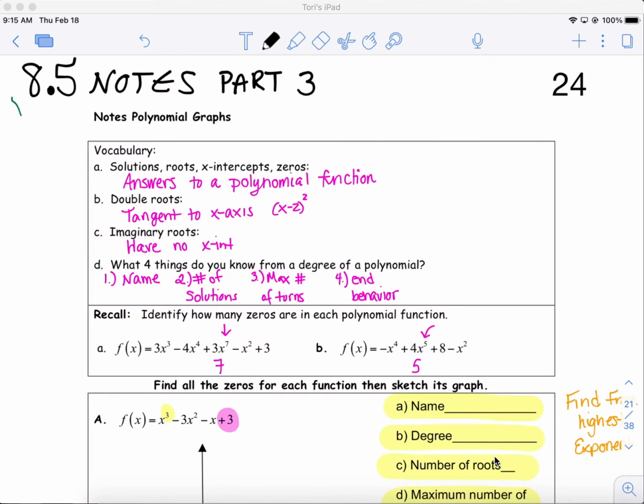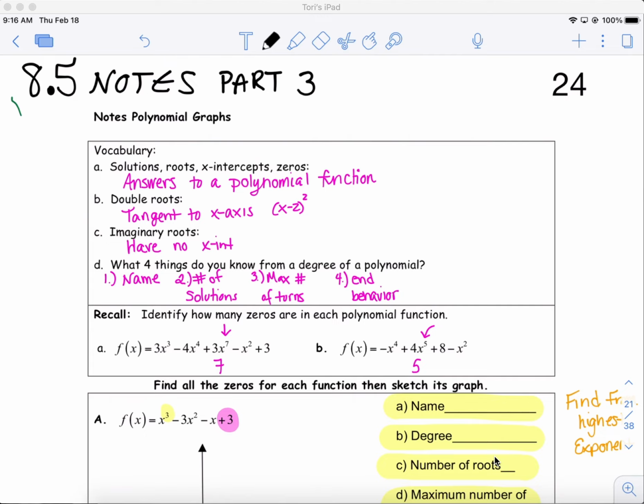Perfect. Okay, so a couple vocabularies. We're just refreshing. You already have these. So solutions, roots, x-intercept, zeros. Remember, those are what we're talking about when we say answers to a polynomial. It may or may not be where it crosses the x-axis. Okay, a double root would be tangent to the x-axis. That's anytime you have 2 of the same factor. Remember, that's what it looks like if it bounces off the x-axis. It does not cross it. An imaginary root would still exist. It just wouldn't touch the x-axis.